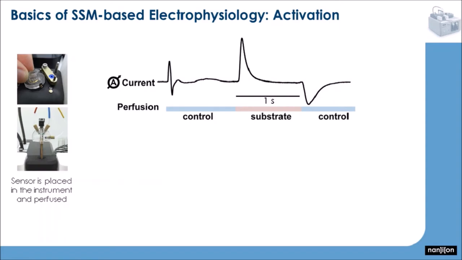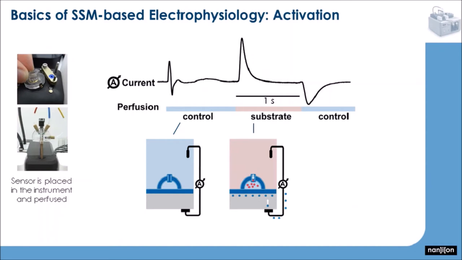So in the middle of my slide, you see a typical current signal, and below, the perfusion protocol applied to generate this signal. I will go through the different phases. First, we perfuse the sensor with a control buffer or non-activating buffer, which does not contain anything that will activate the transport. So nothing happens, and this is basically to generate a stable baseline.